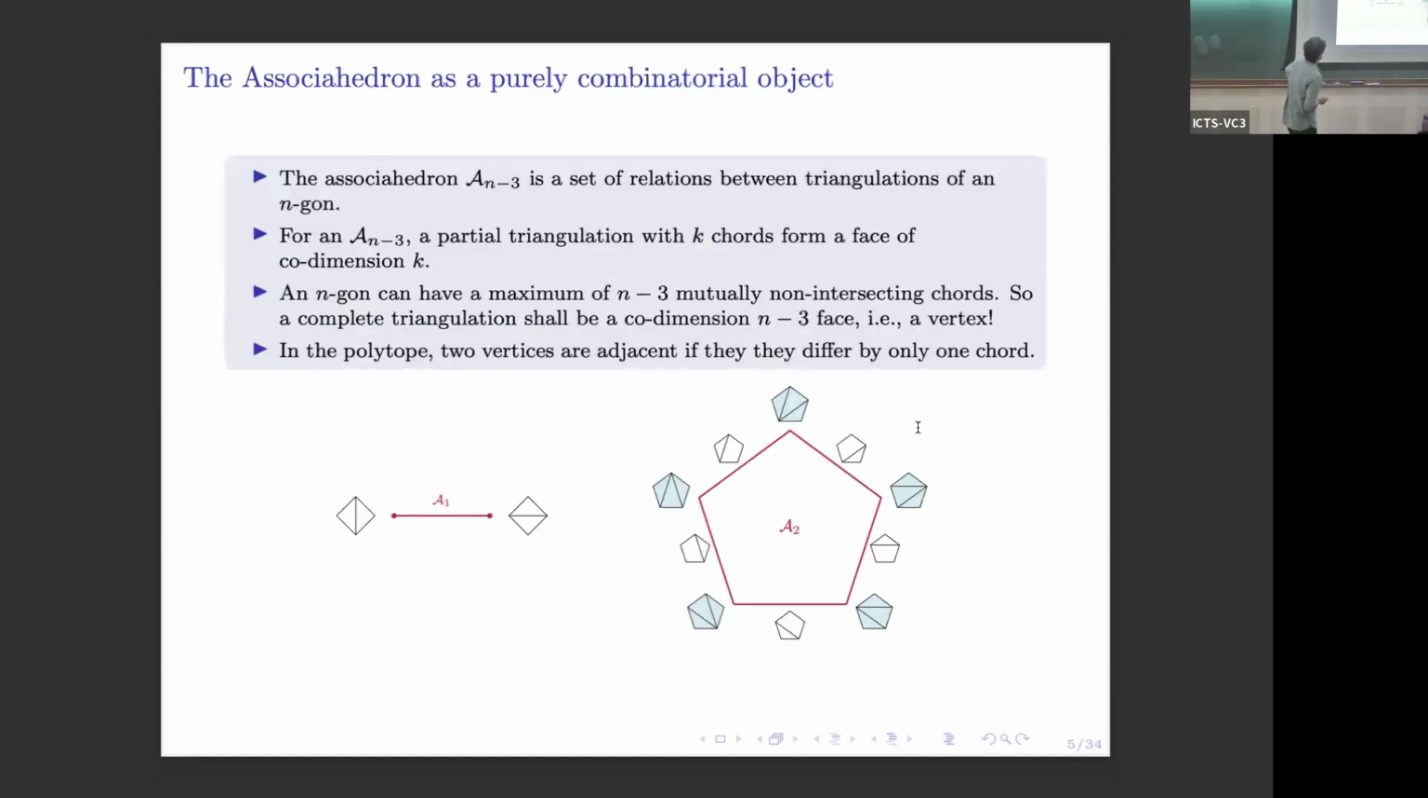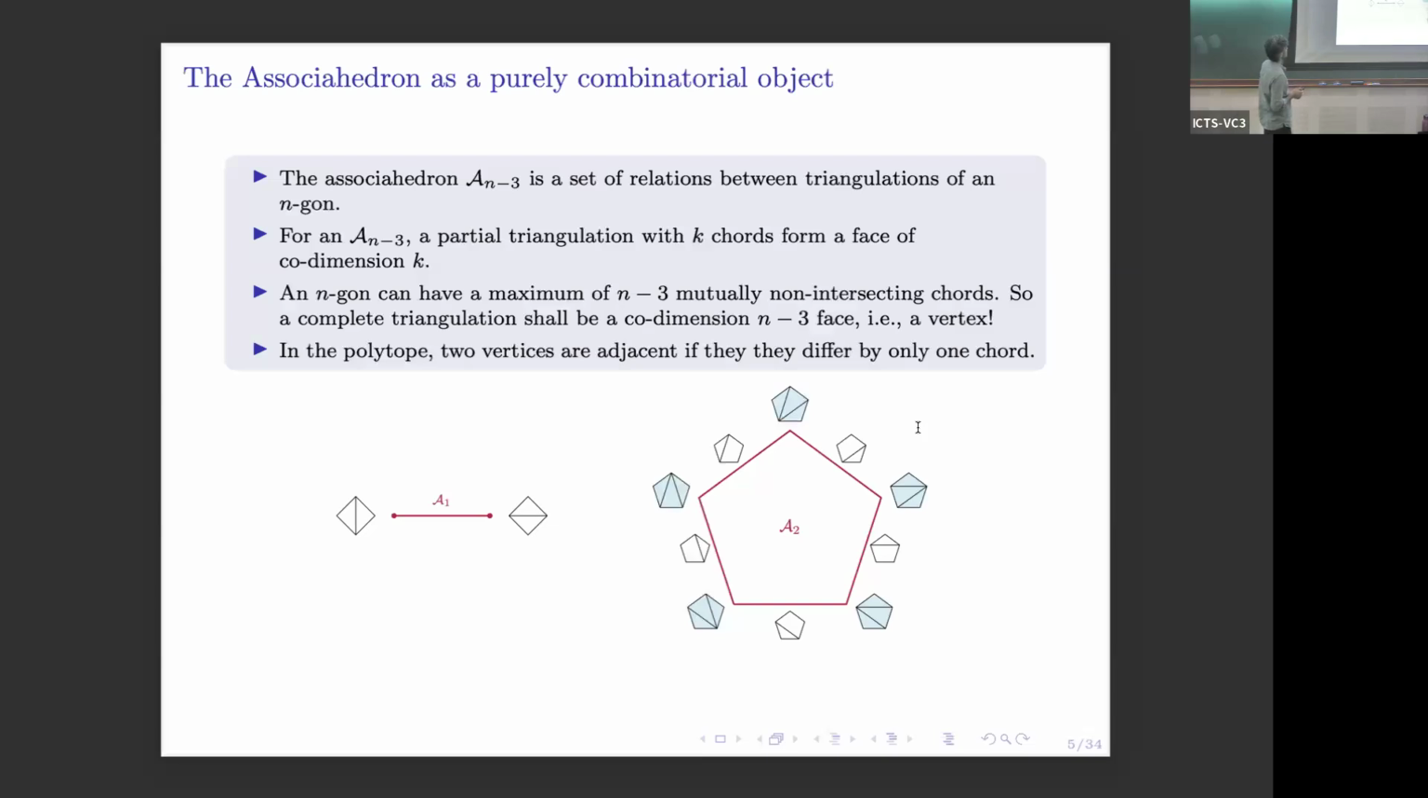To begin with, a very quick review of the associahedron. I'm sorry, I won't have much time to go into the details, but the associahedron is a set of relations between the triangulations of an n-gon. For instance, if n is equal to 4, you take a quadrilateral and then you triangulate it. You keep drawing diagonals in it, and those are the triangulations. The associahedron is a set of relations between these triangulations. A partial triangulation with k chords forms a face of codimension k. So what does that mean?